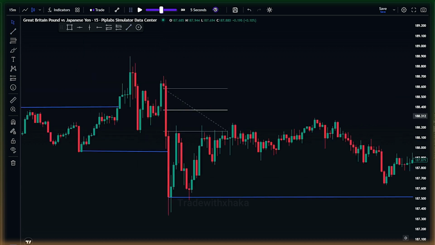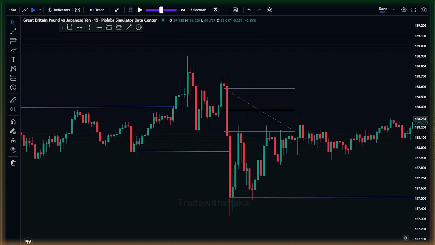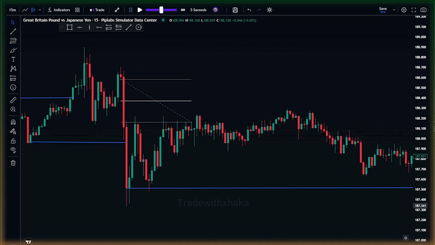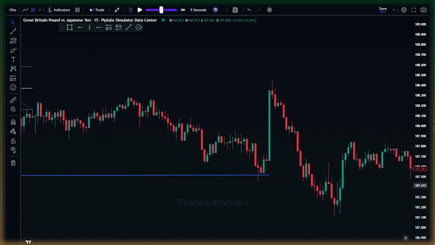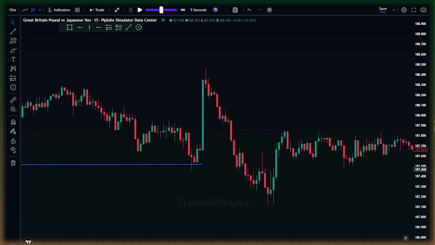You can see as price respected the fair value gap zone. Yeah, this very zone. That is the inefficiency we have, the imbalance. Price respected it, went to this draw on liquidity, swept here, moved up again, and left us with what? Another high and low, the next draw on liquidity. Yeah, so do you see how it works?